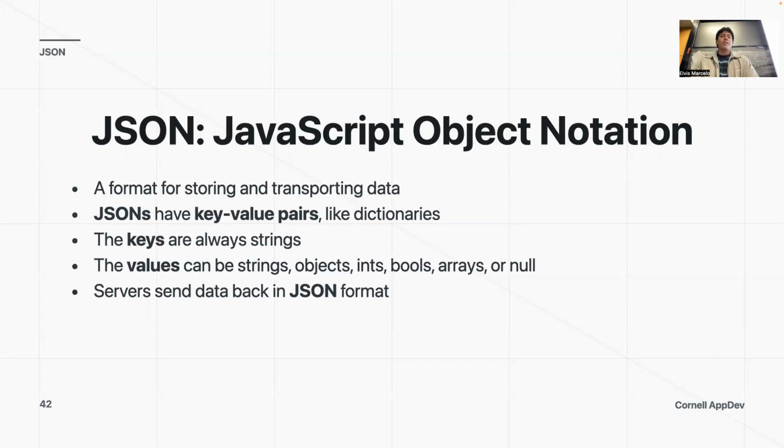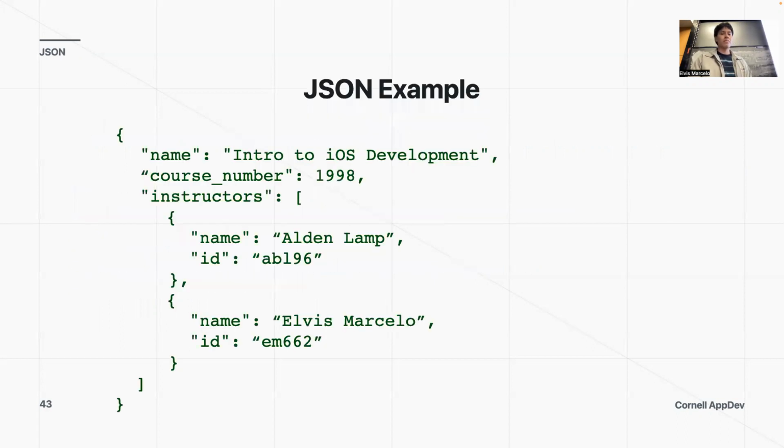Okay. A JSON is basically the standard format for how your information is received. JSONs have key-value pairs. They're kind of like dictionaries, like you'll see on the next slide. They look like that. And as you can see, the keys in a JSON are always strings.